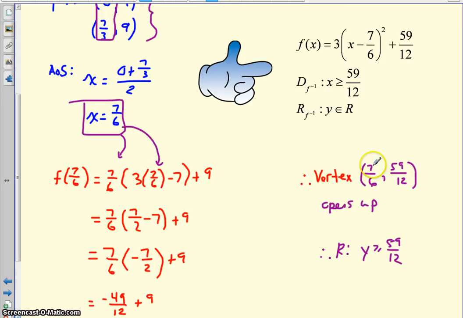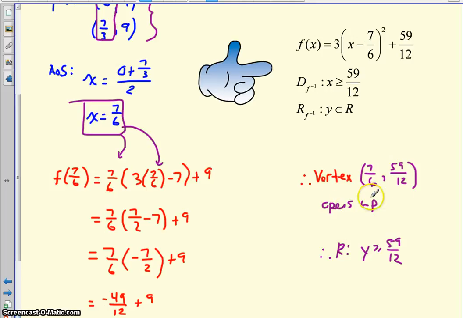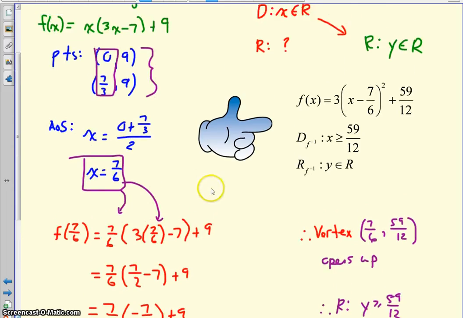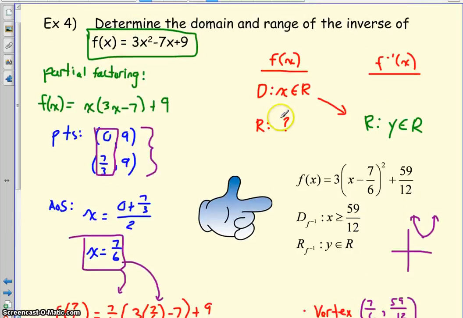So my vertex is going to be at 7/6 for x and 59/12 for y. That helps me, because now I know where my optimal value is, and I know the parabola opens up because my a value is positive. So my range is going to be any y value larger than or equal to 59/12. This is going to be the range of my original function. The domain of my inverse will be x is anything larger than or equal to 59/12.